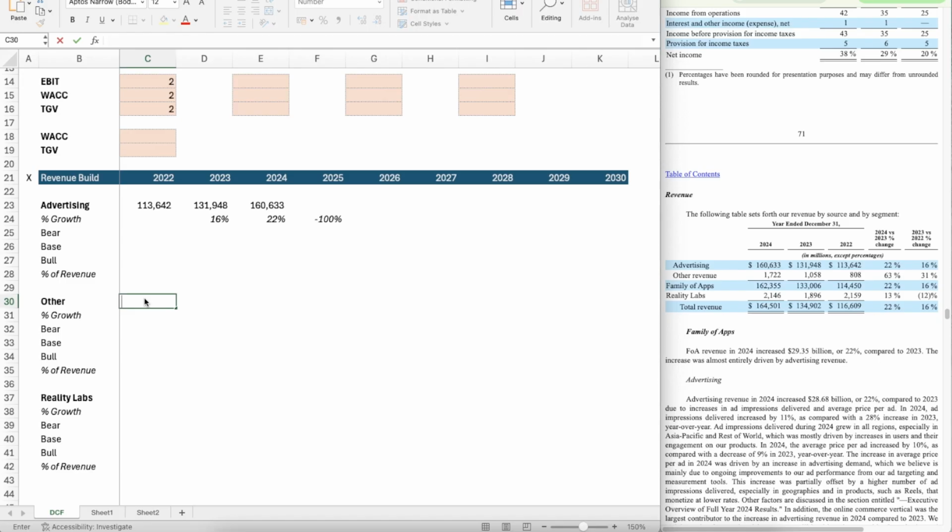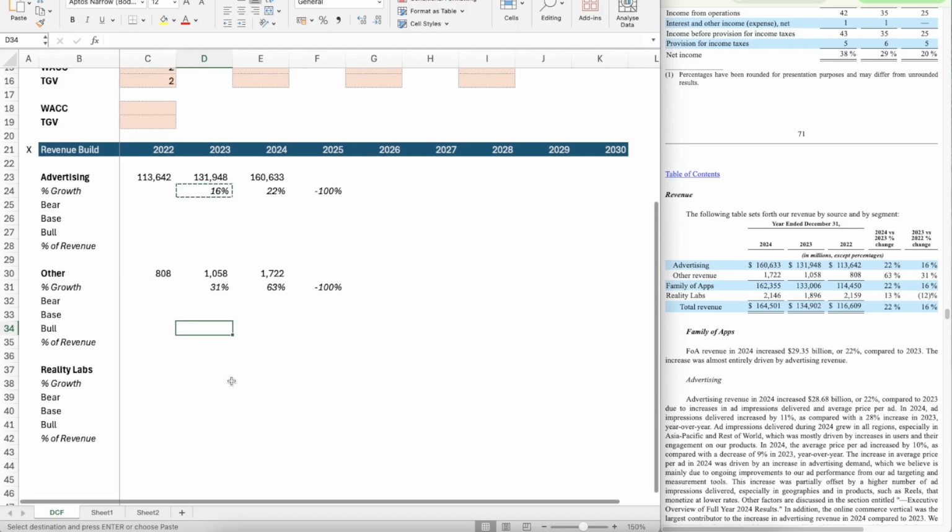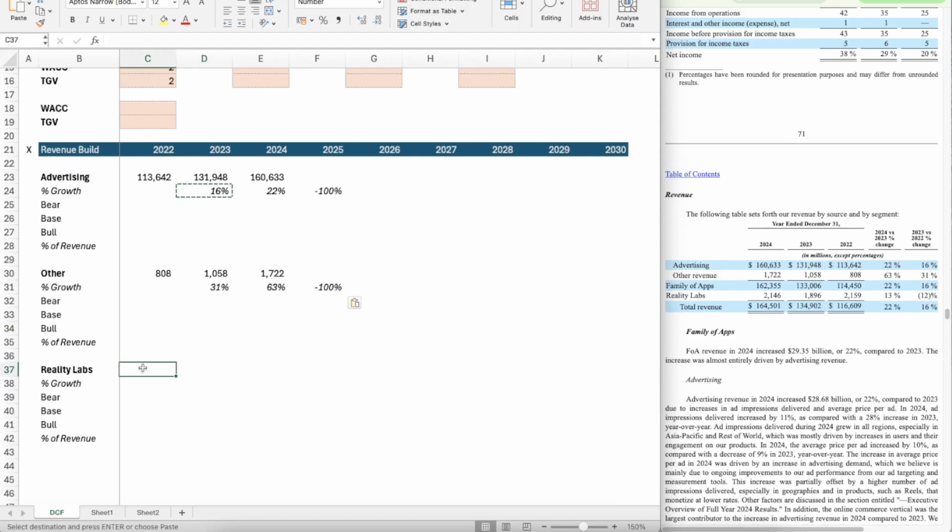Other, so this is 808, 1058, 1722. Just copy these down. Reality Labs 2159, 1896, 2146.